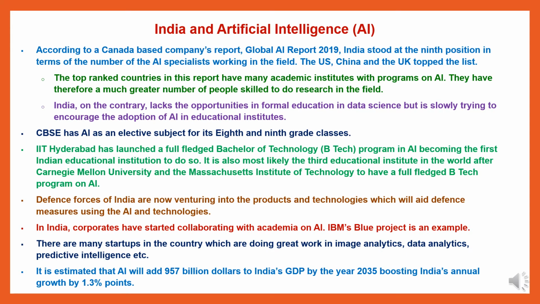Artificial intelligence in India. According to Canada-based company report Global Artificial Intelligence Report 2019, India stood at the ninth position in terms of the number of artificial intelligence specialists working in the field. The US, China, and the UK topped the list. The top ranked countries in this report have many academic institutions with programs on artificial intelligence. They therefore have a much greater number of people skilled to do research in the field.